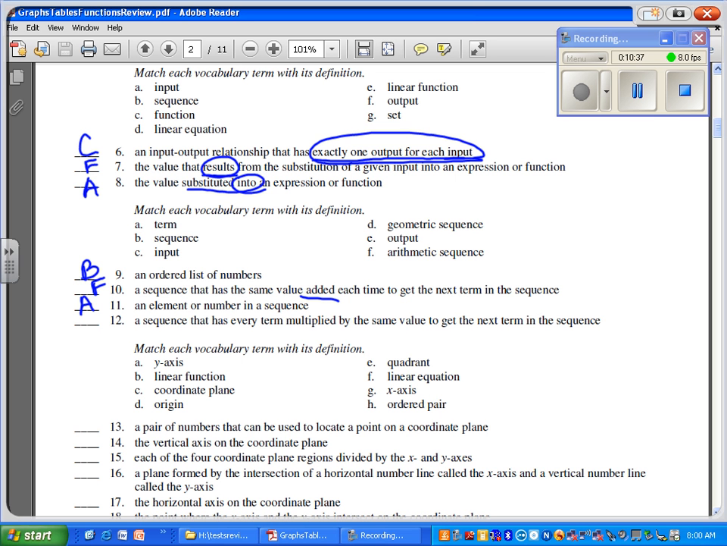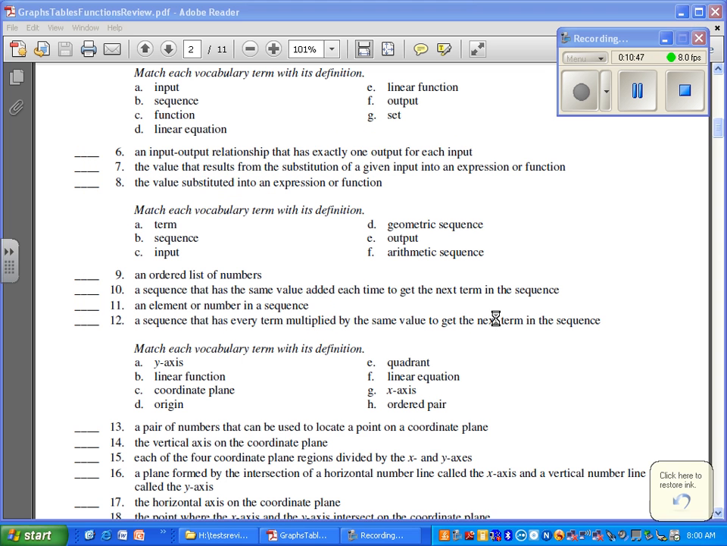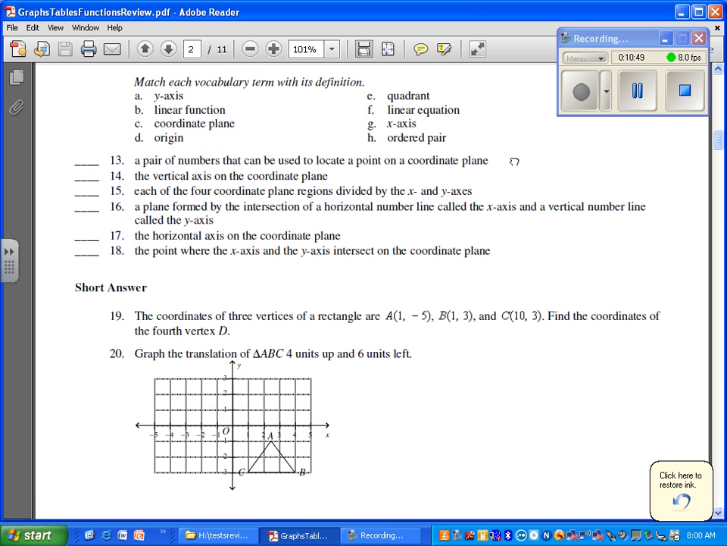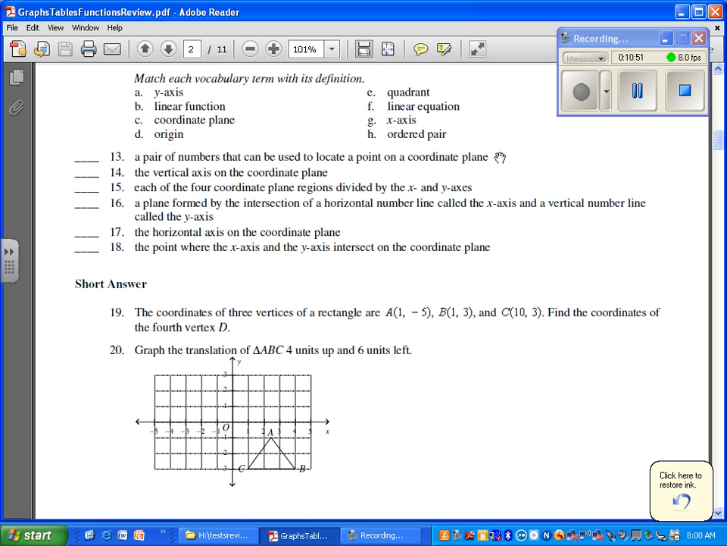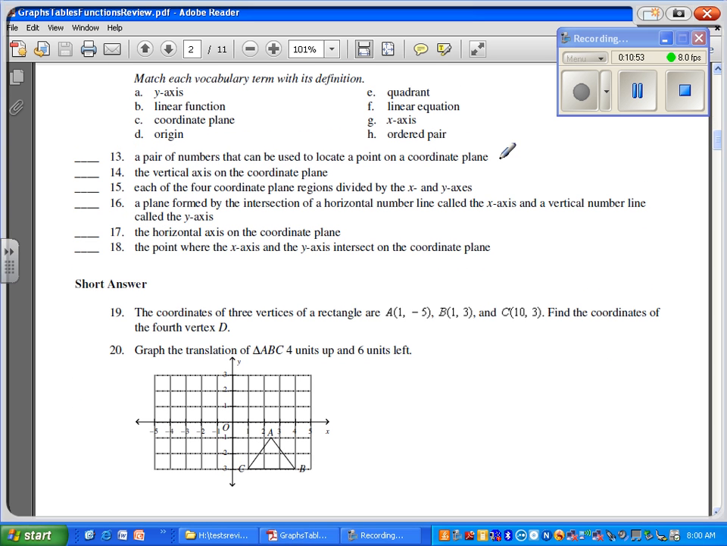Number 12, a sequence that has every term multiplied by the same value. That's a geometric sequence. So that's D. All right, let's move down the page. Number 13, a pair of numbers that can be used to locate a point on the coordinate plane is your ordered pair. So that's H.